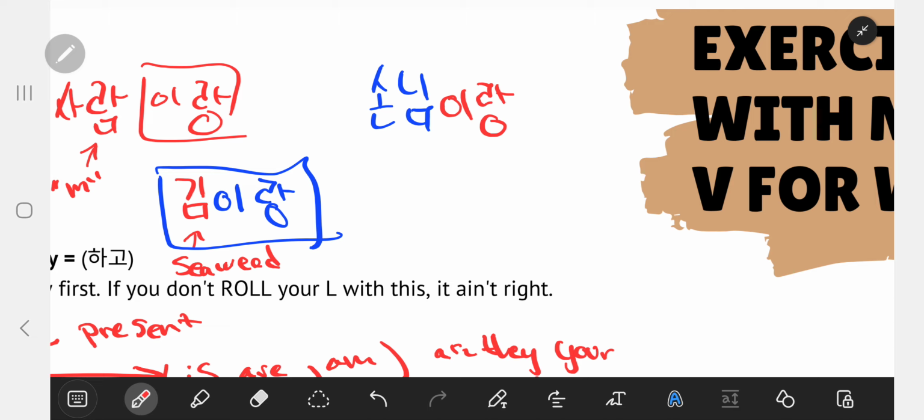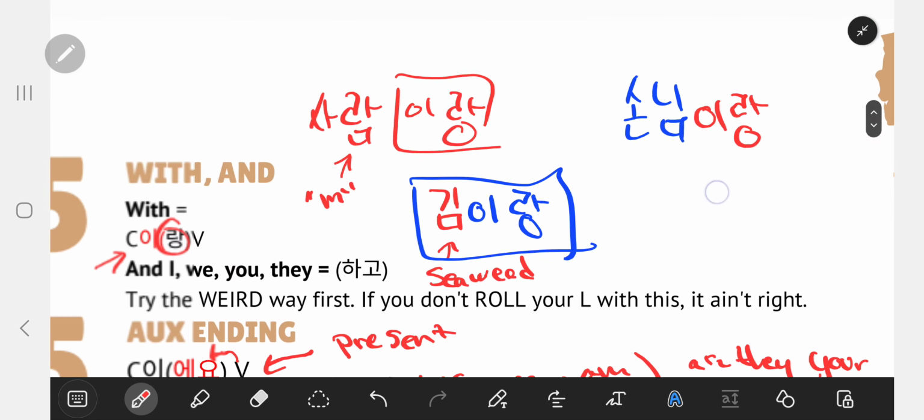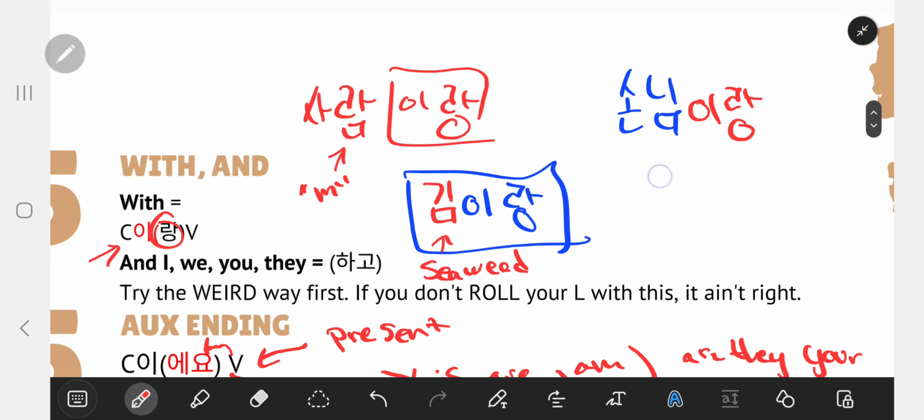And most of Korean is based on sound. If it sounds wrong, it's probably wrong. 손님이랑, so that means with the customer. Yep, and that's all it means, with the customer. So if you say something like 손님이랑 먹어요, 먹어 means eat, and 먹어요 could mean I'm eating or eat. So 손님이랑 먹어요 means are you eating with the customer? You should never probably do that, but that's what it means.